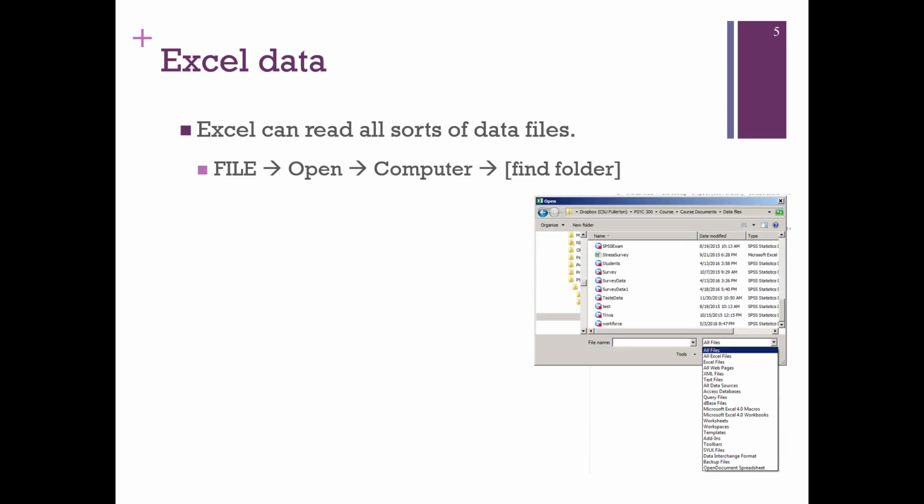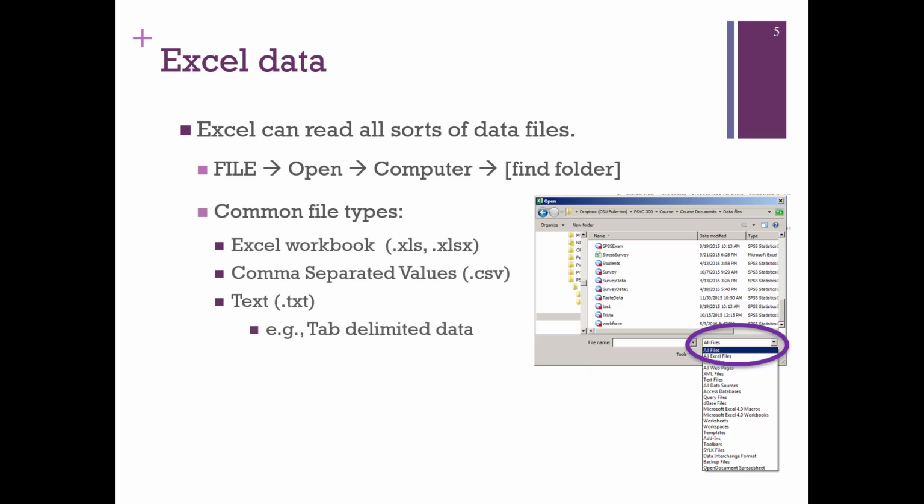Now when you go to the Open dialog, you can actually use this little corner drop-down menu, and you can select all files or the kind of file that you may have, and then ask Excel to just read it in. Some of the common file types you can read in, of course you can open up Excel workbooks. You can also open up comma separated values or .csv files or some text files. And so there are many options for creating your Excel workbook.